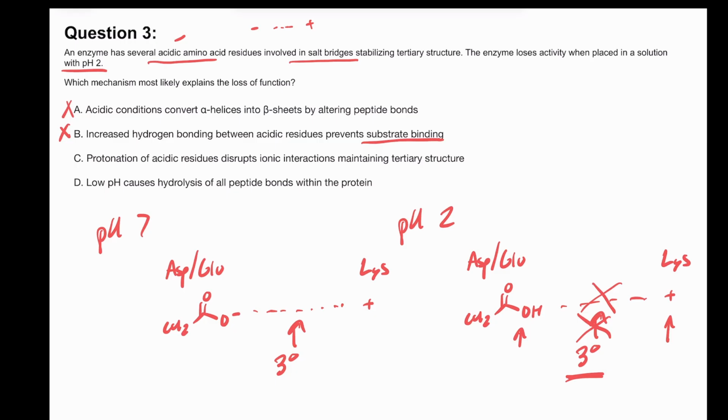C. Protonation of acidic residues disrupts ionic interactions, maintaining tertiary structure. And that's exactly what we talked about. Protonation of an acidic residue disrupts ionic interactions and affects tertiary structure. And then D, low pH causes hydrolysis of all peptide bonds within the protein. Well, that's not the case. Remember that pH is going to affect secondary, tertiary, quaternary structures, but it has no effect on primary structure.